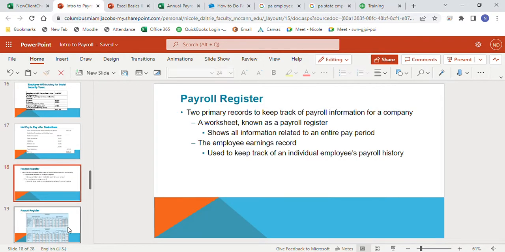Payroll Register. So the two primary records to keep track of payroll information for a company: there's a worksheet, and that's what we're going to look at in a second. That's known as a Payroll Register. It shows all information related to an entire pay period. And they can look different, and there's several of them to choose from. I just chose one that I thought was pretty decent. But there's hundreds of them out there.